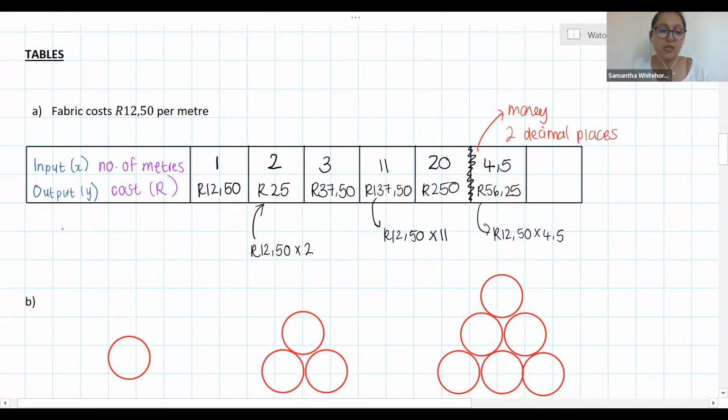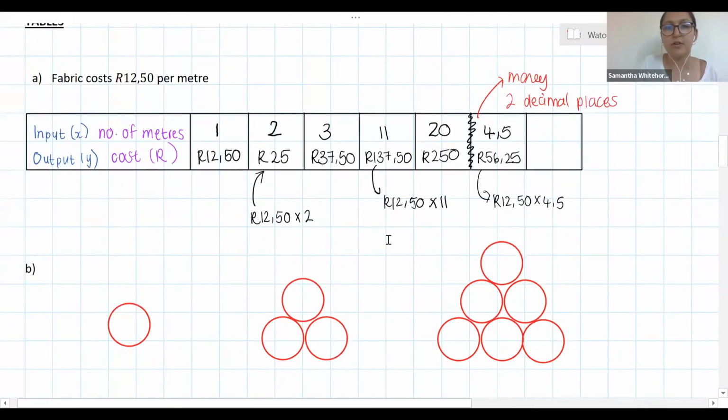Right, I see some hands, so I'm going to give you a second or two. If you have a question, you can leave your hand up. If you don't have a question, please lower your hand, and then we're going to go on to the next example. Cool.